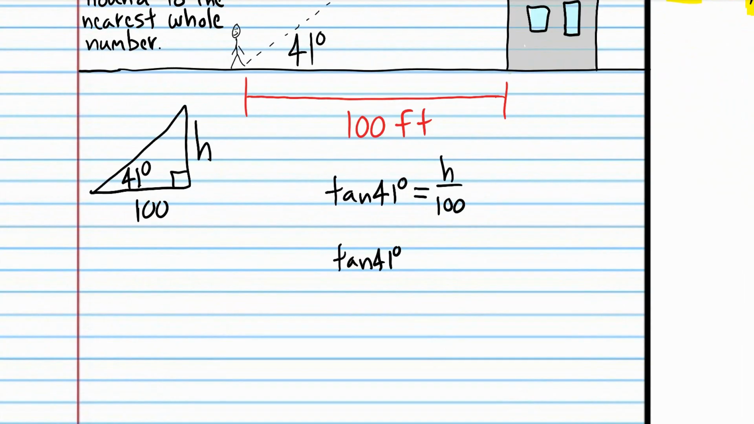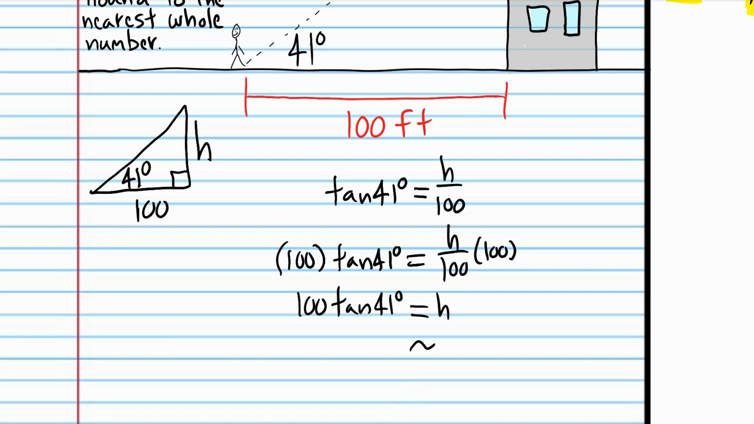So tangent 41 degrees, multiply both sides by 100, and we get h is equal to 100 times tangent 41 degrees. And now we have to get our calculator out. So 41, then the tangent button, then times 100. And by the way, I'm just saying tan because that's what you see in your calculator. That's not really how it's pronounced.